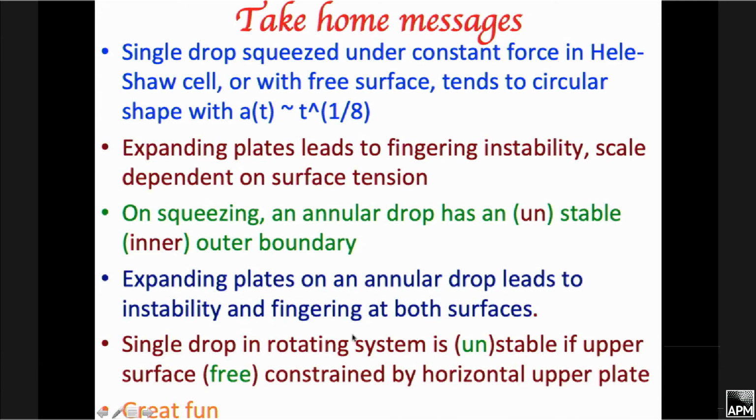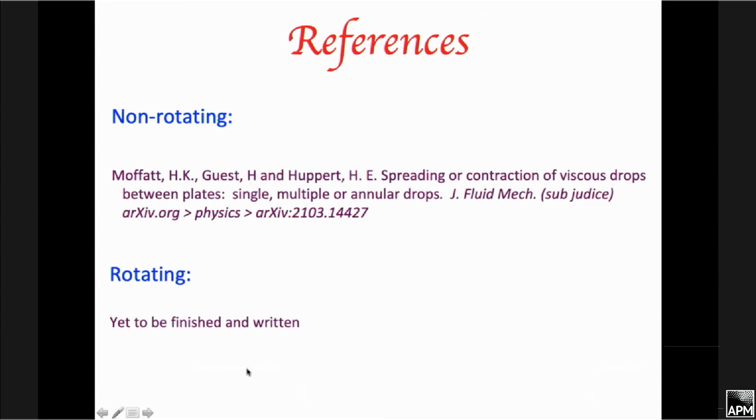Finally, a single drop in a rotating system is stable if the upper surface is constrained by a horizontal upper plate, but it's unstable and quite complicatedly unstable if it's free. Wouldn't seem to be very much difference, and the analysis is quite similar, but it clearly makes in a rotating system a lot of difference whether it's free or constrained.